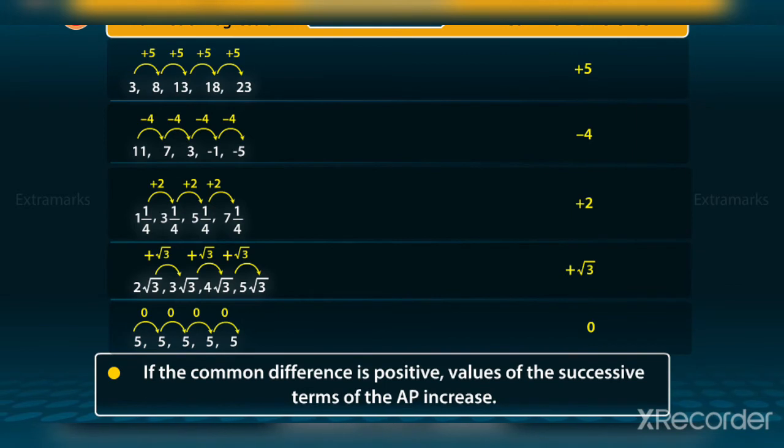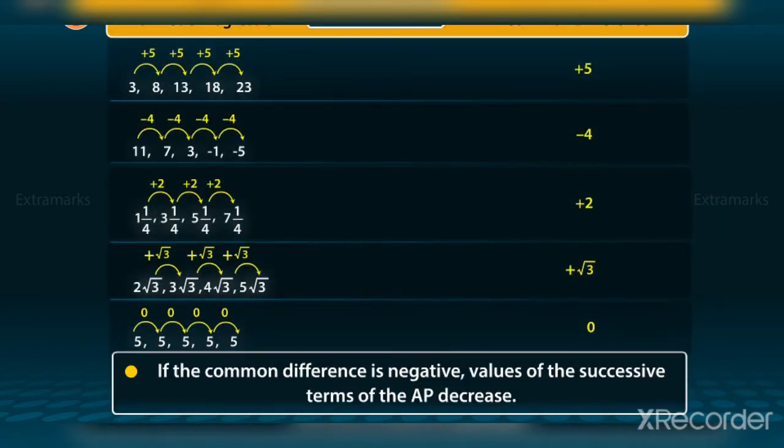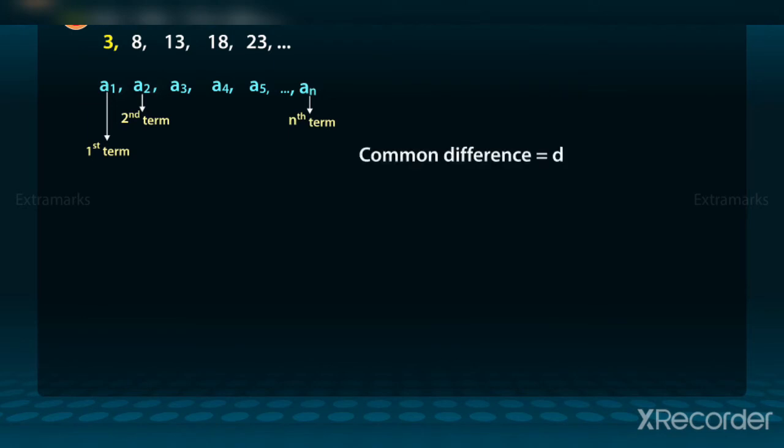If the common difference is positive, values of the successive terms of the AP increase. If the common difference is negative, values of the successive terms of the AP decrease. Let us denote the first term of an AP by a1, second term by a2, and similarly nth term by an, and the common difference by d. Then the AP becomes a1, a2, a3, and so on till an.